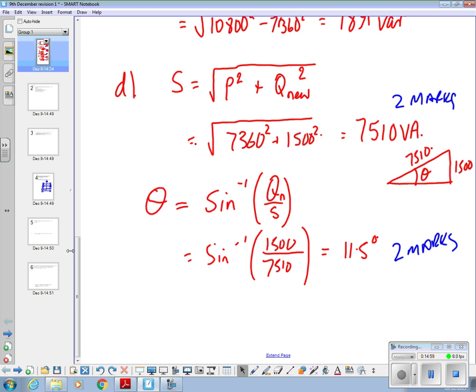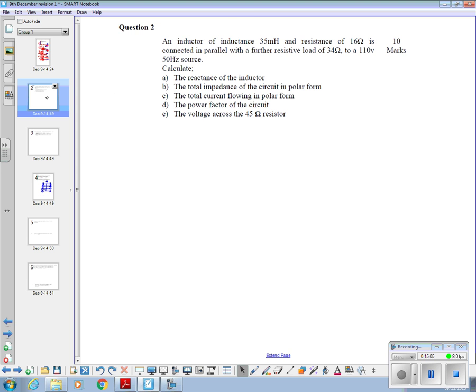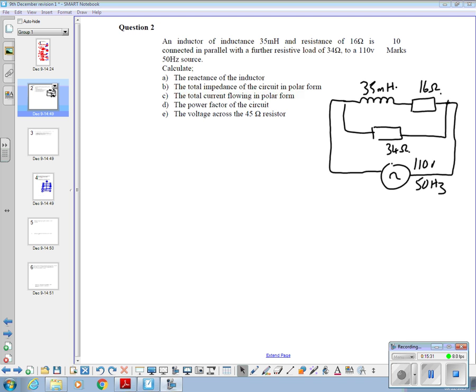Question 2? So we have an inductor of inductance 35 millihenries, and a resistance of 16 ohms, connected in parallel with a further resistive load of 34 ohms to a 110 volt 50 hertz source. Probably a good idea here to draw a diagram, so I'm going to just quickly do that. It doesn't take very long, just clarify from a worded question like that what the circuit looks like that you've got.